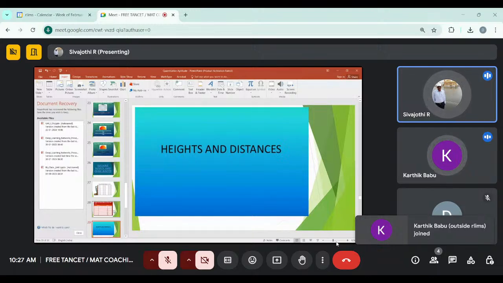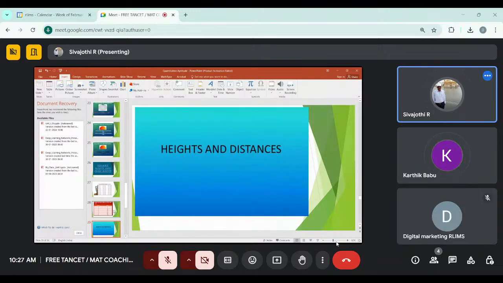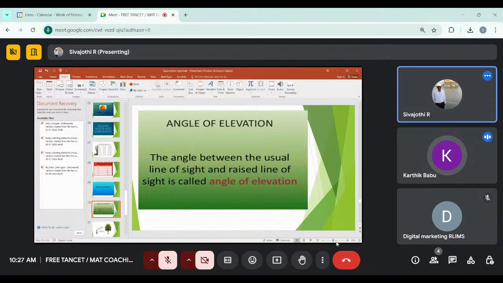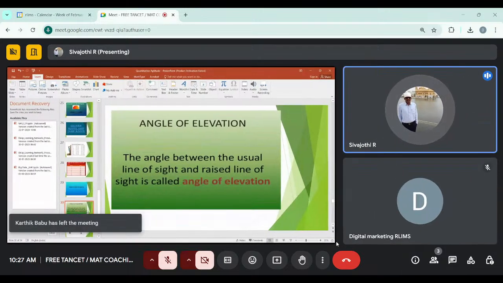Okay, so this is the top. We have to find the height and distance. So before that, we should learn about the angle of elevation. Sir, what is angle of elevation?